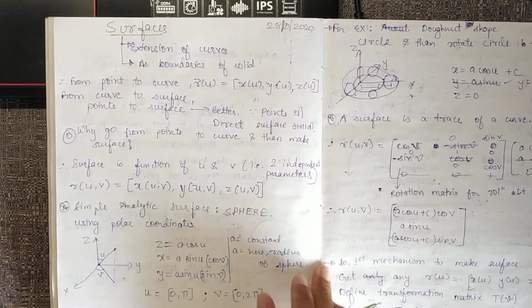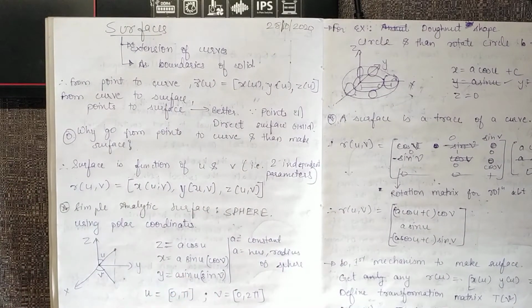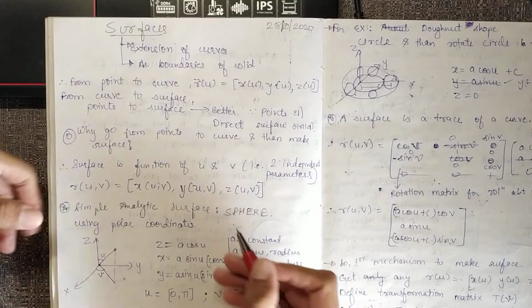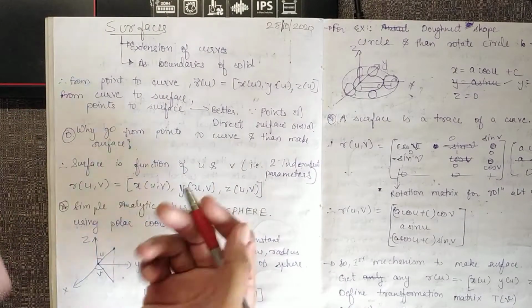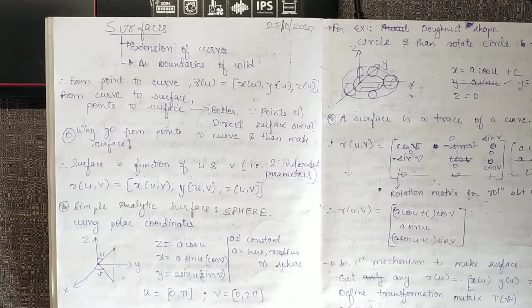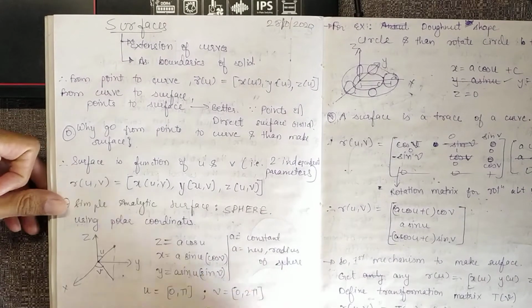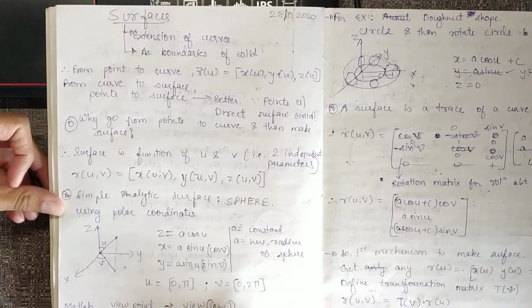Now we have completed the understanding of surface. Now let's do modeling, mathematical modeling of a surface. So let's start with a very simple analytical surface, which is sphere.